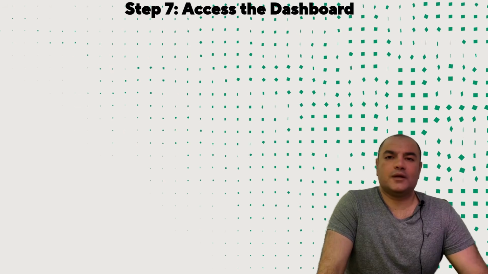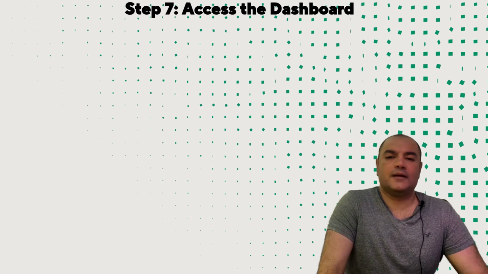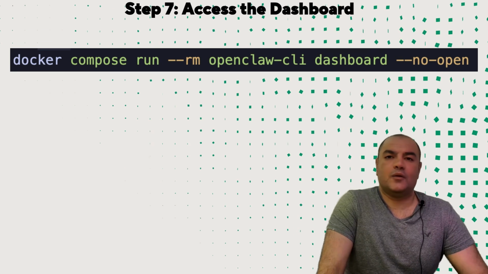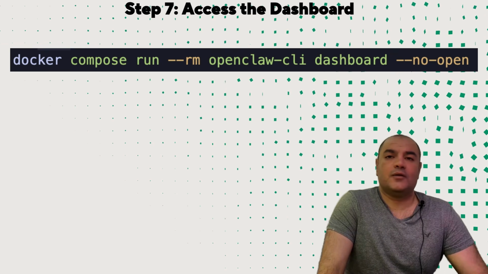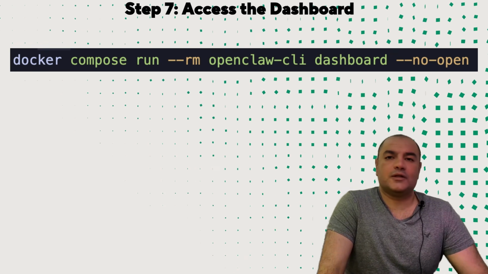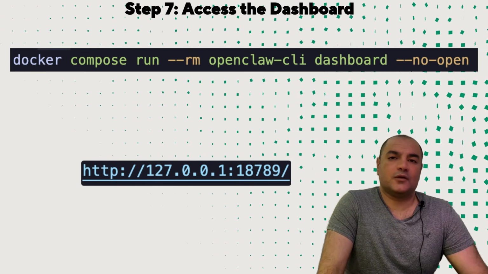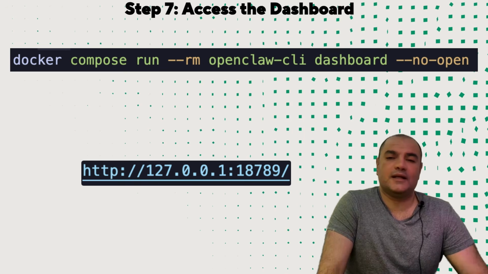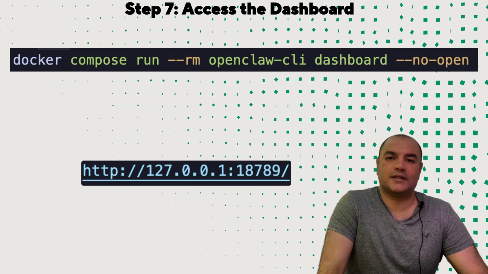To open the dashboard, run this command: docker-compose run --rm openclaw-cli dashboard --no-open. You'll see a link with http://127.0.0.1:18789 at the beginning of it. Command-click or control-click that link.